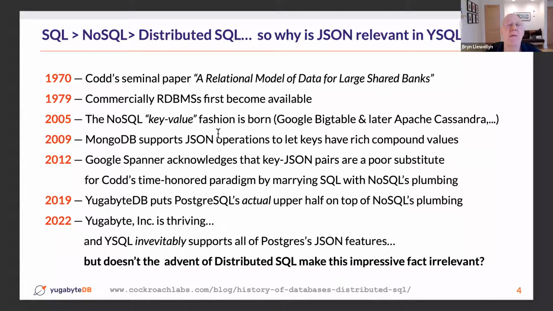But then, you've heard Kannan and others say this a million times, everything about scalability. And so people had to say, well, this is all wonderful, but I can't use it because of the scaling and the fault tolerance challenge. So I'm going to throw away all this goodness and go back to the key value world. And that fashion was born, and it was incarnated in things you've heard of, like Google Bigtable and Apache Cassandra, and later MongoDB too, supporting JSON operations, as I mentioned, to let keys have rich compound values.